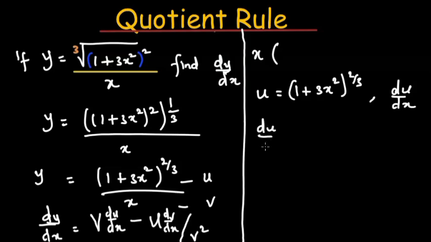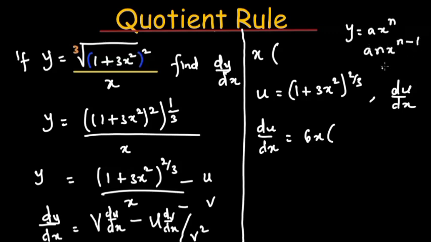So du/dx will be equal to the derivative of the inner function. Differentiating 1 is 0, differentiating 3x squared is 6x. Then I'm going to multiply it by the power. So it's like you're bringing down the power, just like when you have y equals a x to the power n, dy/dx will be a n x to the power n minus 1. But first differentiate the inner function, then you differentiate the entire function. So after differentiating the inner function, I now want to differentiate the entire function.